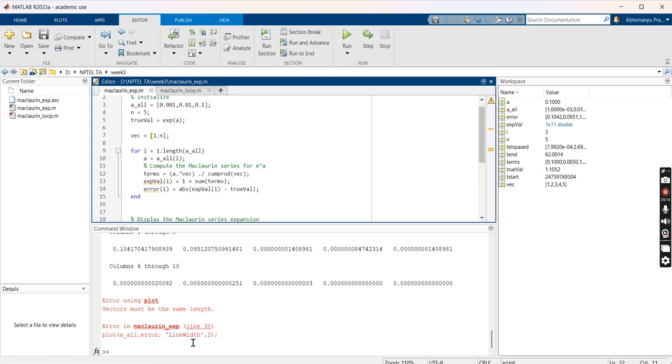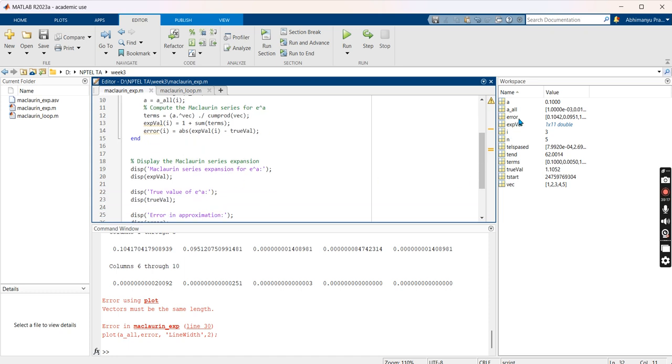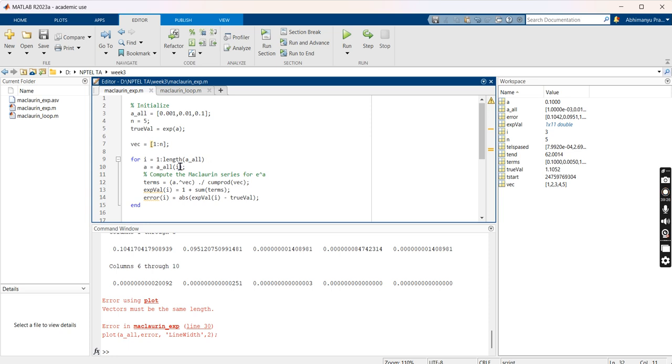Vectors must be the same. All error. So my error is 1 cross 10. My AOL is 1 cross 3. Sorry. XP is 1 cross 11.